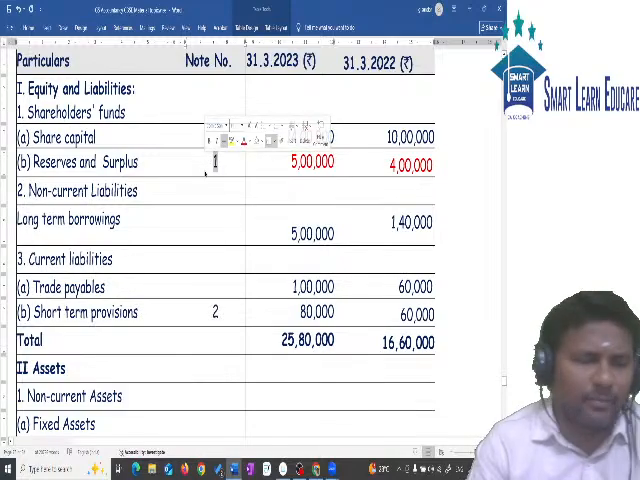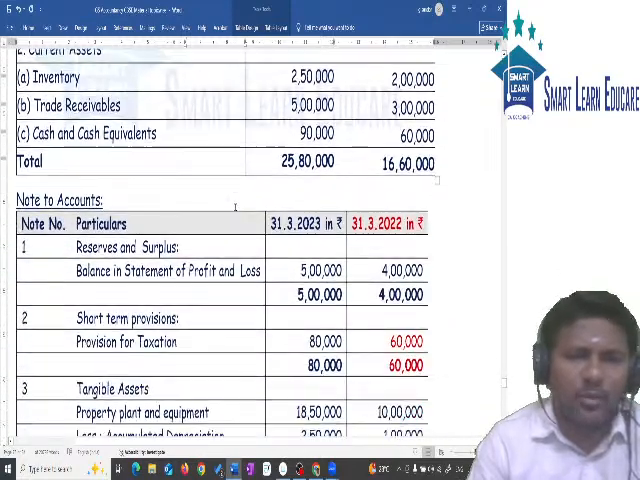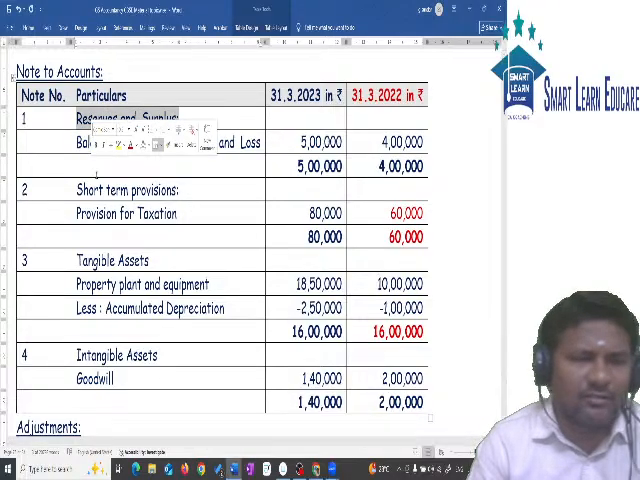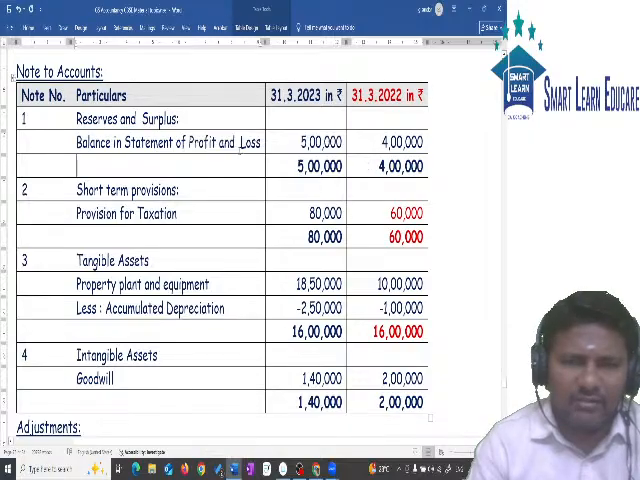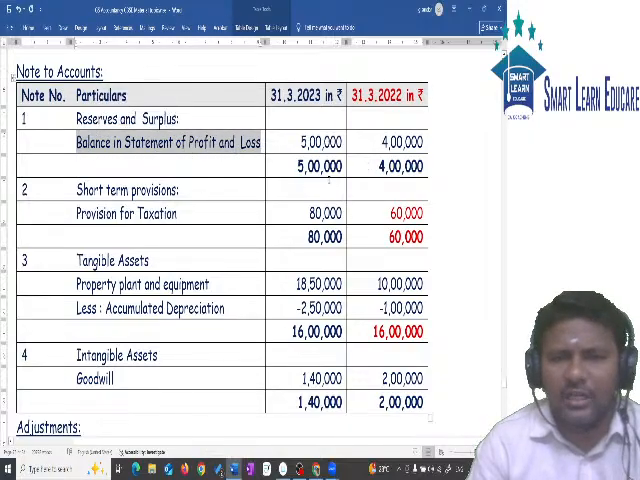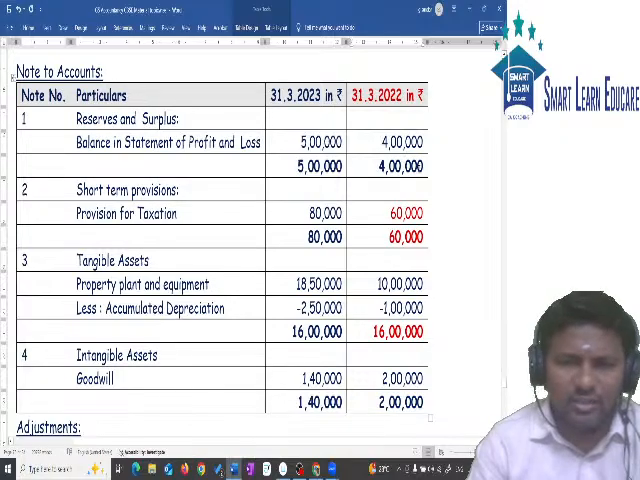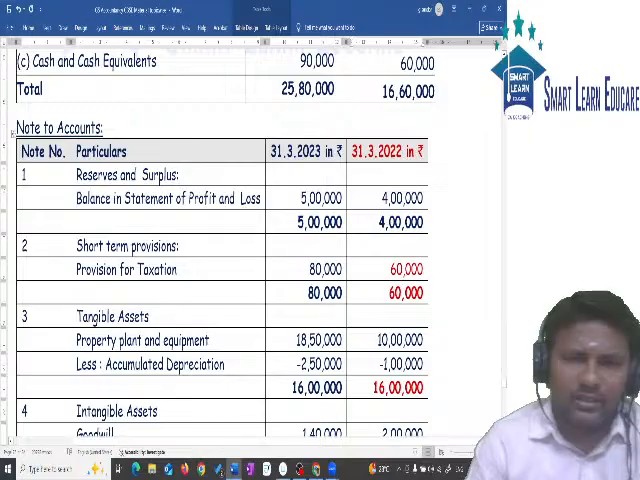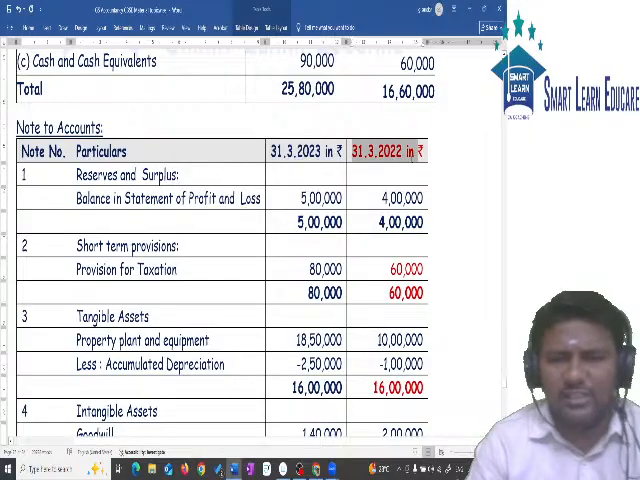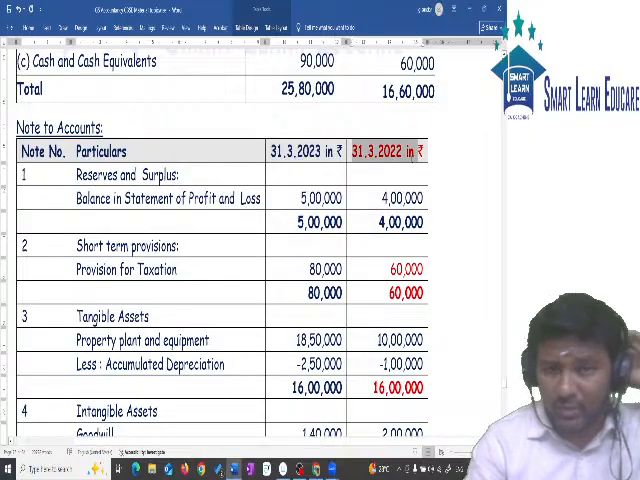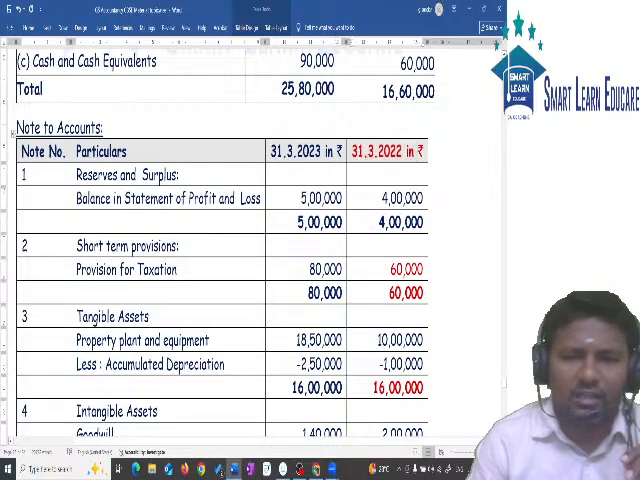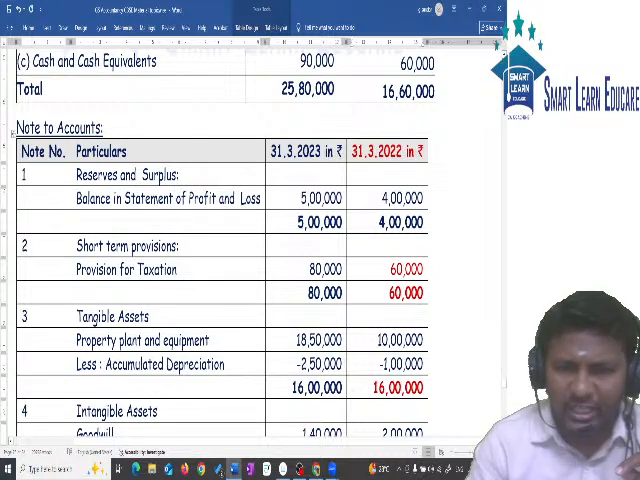Relating to reserves, we have point number 1. What is point number 1? Note number 1, reserves and surplus. In this, they have given the differences due to P&L and opening balance. In this question we have some mistake in the year. Please make a correction. The year in the question is mentioned as 31st March 24. It is not 24, it is 31st March 2022.